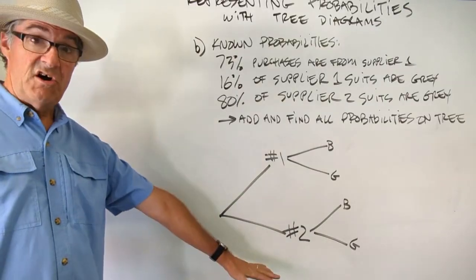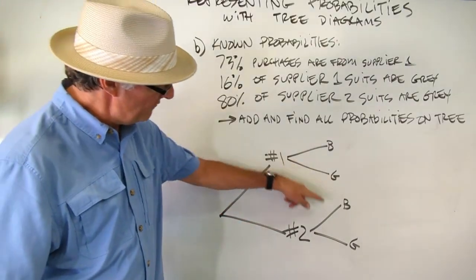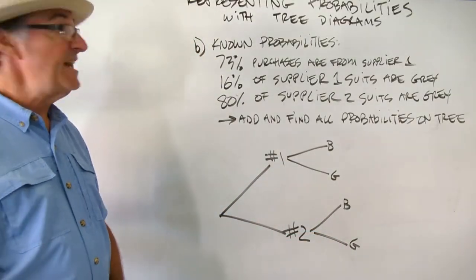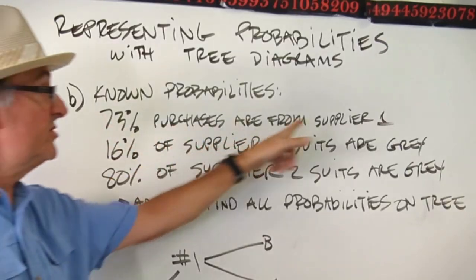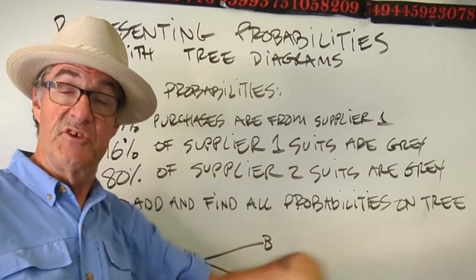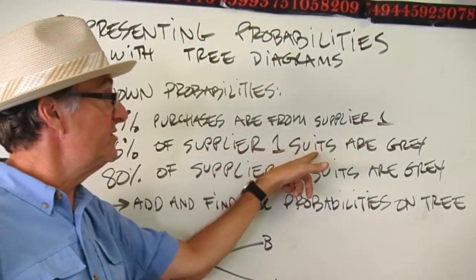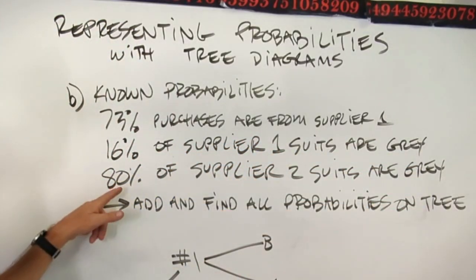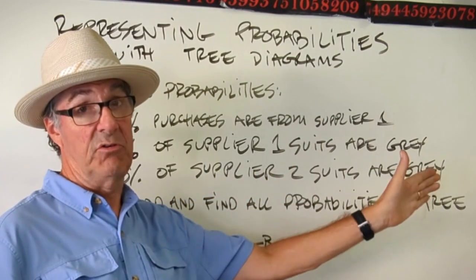Okay, so now we're going to give you some information, and you're going to use that to flesh out all the probabilities for the tree, because we have 1, 2, 3, 4, 5, 6 different probabilities that we can put on this tree. So here's our data, known probabilities. 73% of all purchases are from supplier 1, so we know that. 16% of the supplier 1 suits are gray, so we know that. Finally, we know that 80% of supplier 2 suits are also gray.